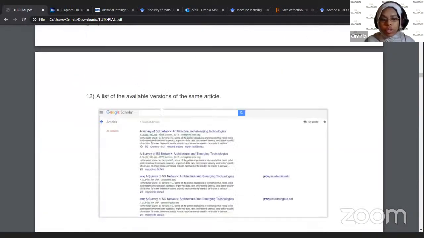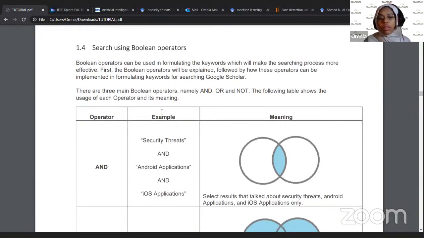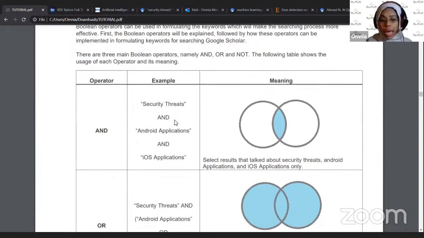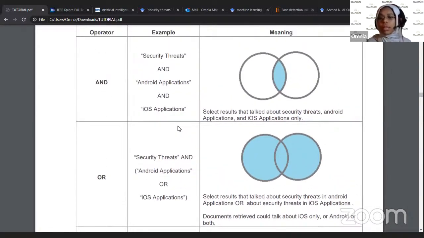In the manual on page 11, we can see the different operators that we can use. There is AND, OR, and NOT. For example, if I'm interested in looking for a security threat in mobile applications, and I want to cover the papers that talked about Android applications as well as iOS, so I want both of them, this is what I want. To reflect this in my search, I can use the AND command. So here we can search for security threats and Android applications and iOS applications.